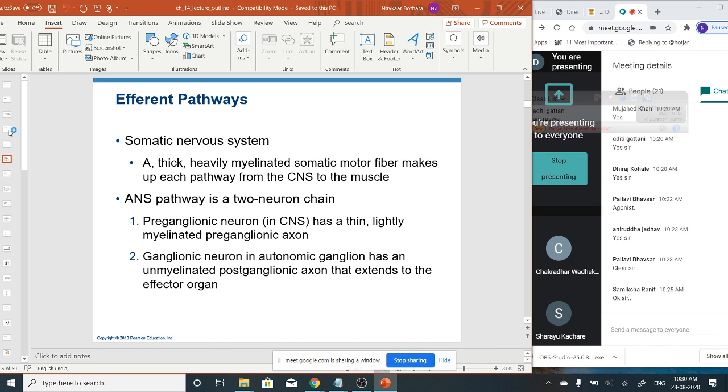You know about myelinated, non-myelinated. ANS pathways again have a two neuron chain. There are preganglionic neurons. Anyway, what is ganglion?